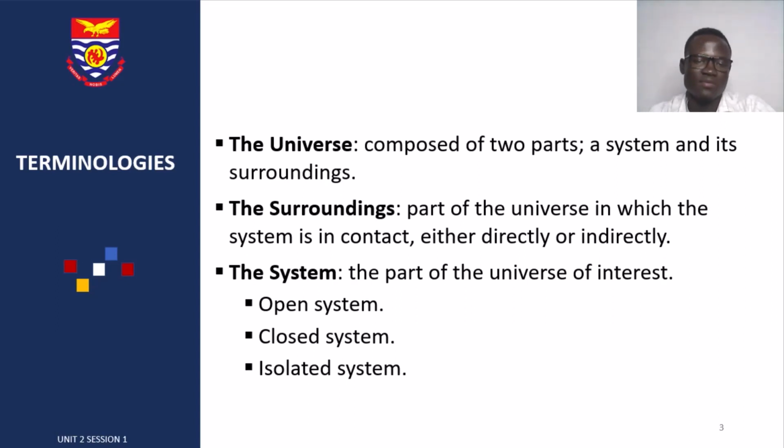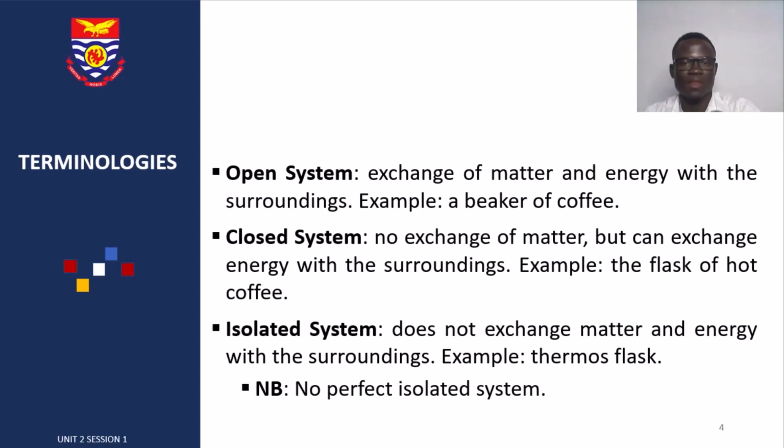We have about three types of system. We have what we call the open system, closed system, and isolated system. In an open system, usually there is exchange of matter and energy with the surroundings. Example, when you have a cup of coffee, you realize that your coffee cools down. Your coffee actually cools down because there is evaporation going on. So you are losing some amount of your coffee, and at the same time, the coffee is losing some energy. So usually in an open system, there is exchange of matter and energy with the surroundings.